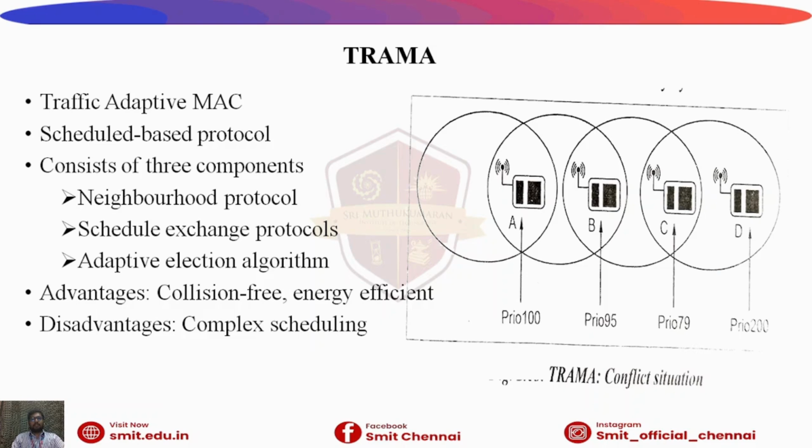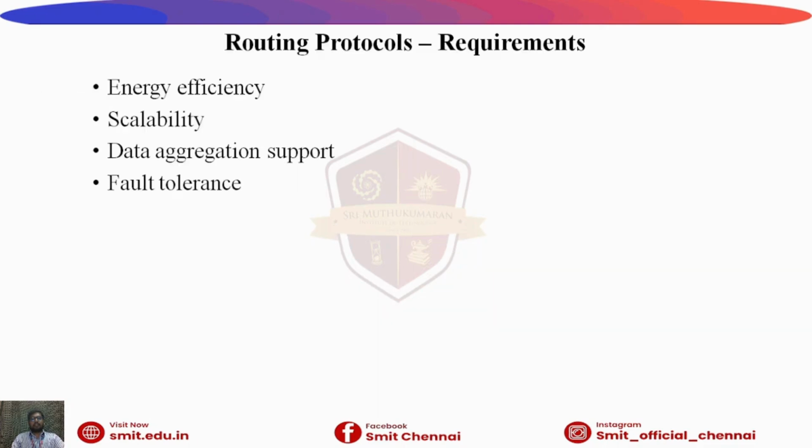Then we move on to the routing protocols and their requirements. Routing in wireless sensor networks is challenging due to limited resources. Key requirements are energy efficiency, which maximizes network lifetime; scalability, which supports a large number of nodes; data aggregation, which reduces redundant transmission; and fault tolerance, which handles node failures. Routing protocols must optimize communication while preserving energy.